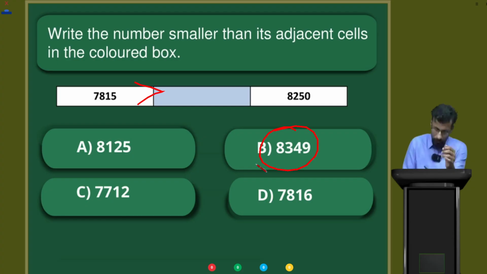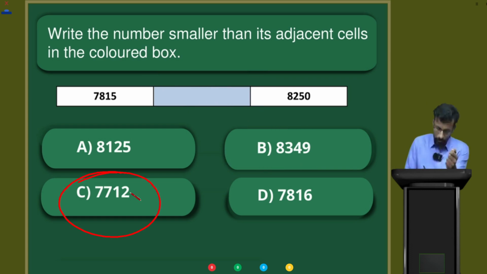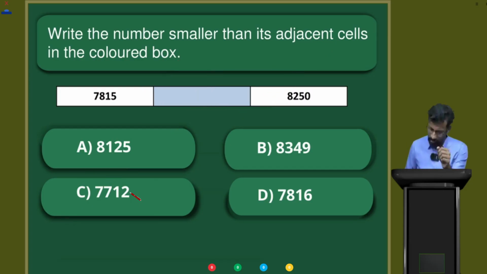For option number B, 8349. 8250, 8349, that's not correct. So we are not taking option number B also. For this one, look, 7, 7, 1 and 2. 8250, 7712, that's correct. 7815, 7712, that's also correct. So that's why we are taking option number C, 7712. Your correct answer.